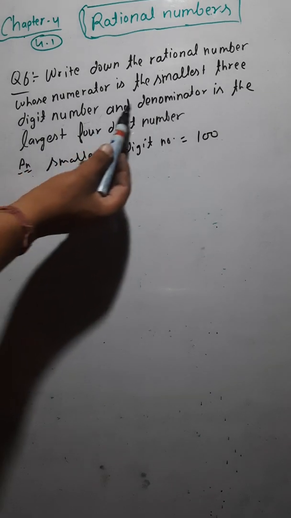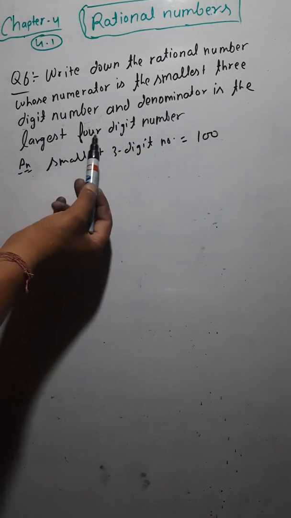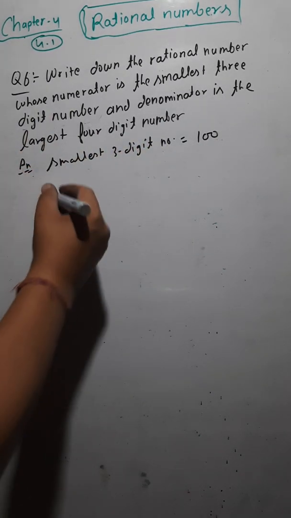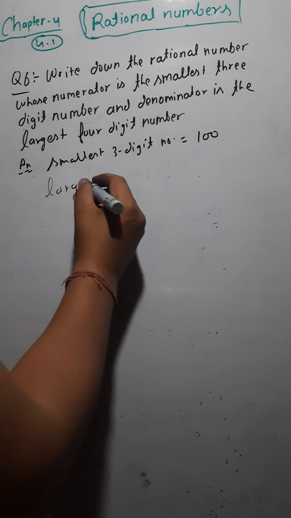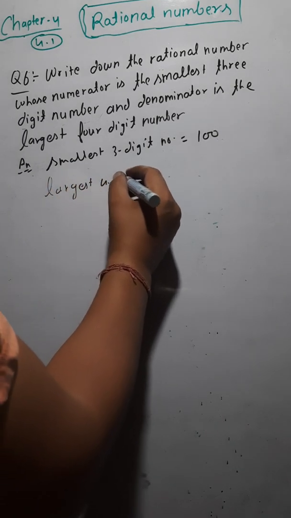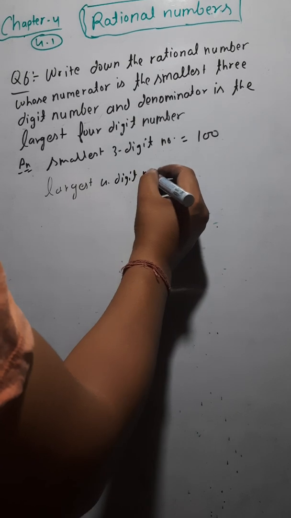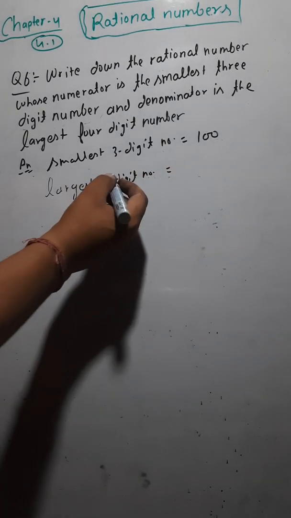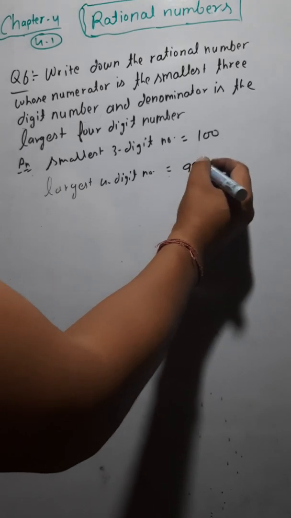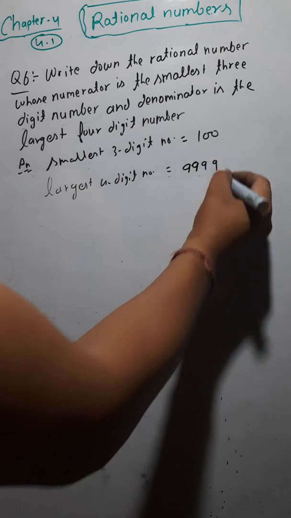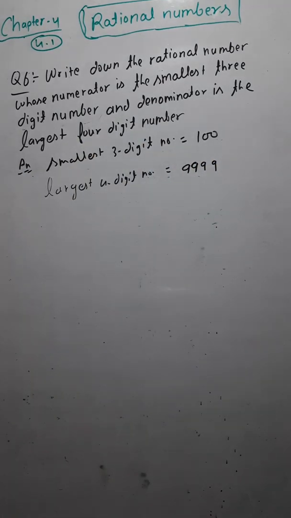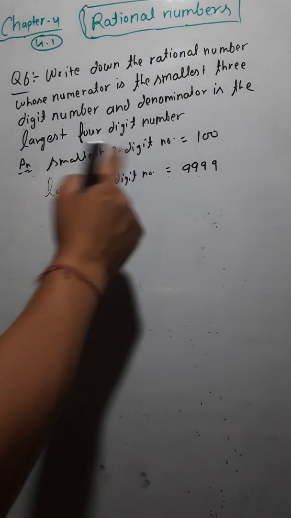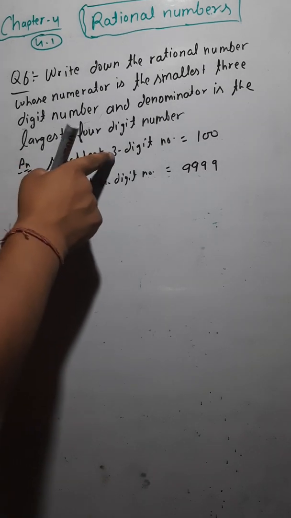Now the denominator is the largest 4-digit number. So what is the largest 4-digit number? You might be knowing it. Yes, it is 9 four times. 9999 is the largest 4-digit number and the smallest 3-digit number is 100.